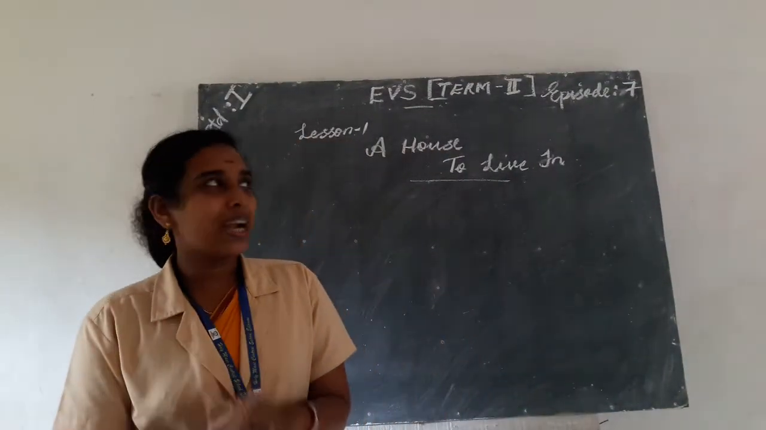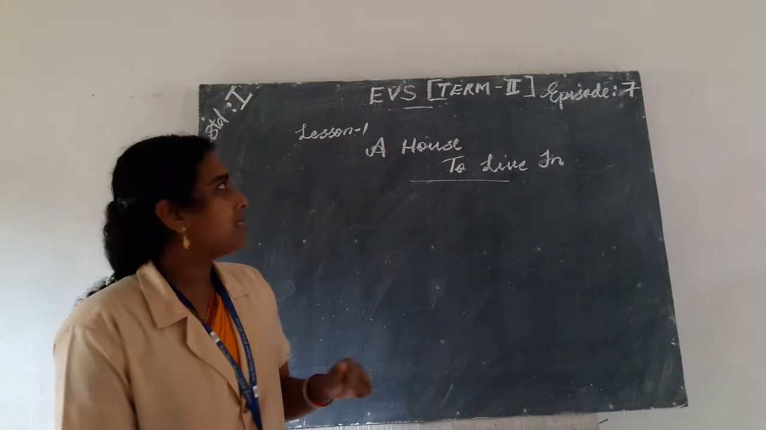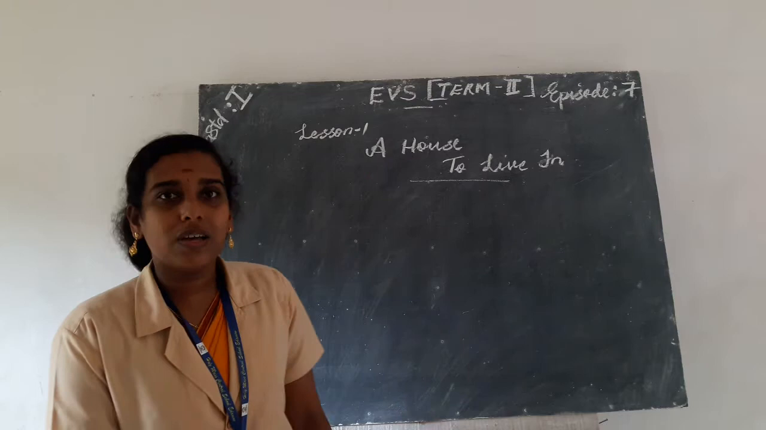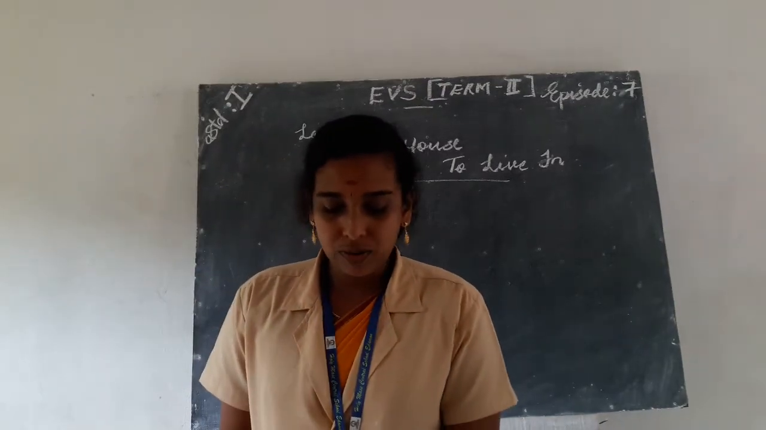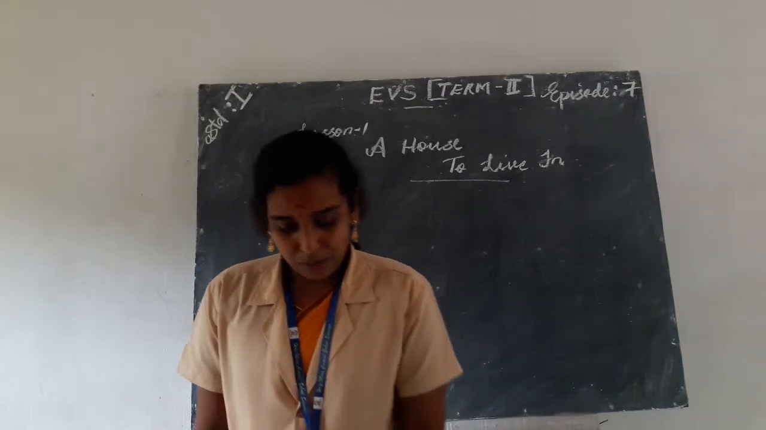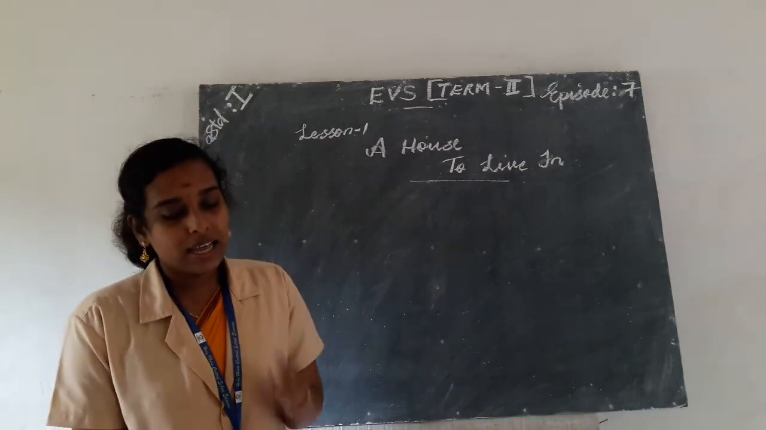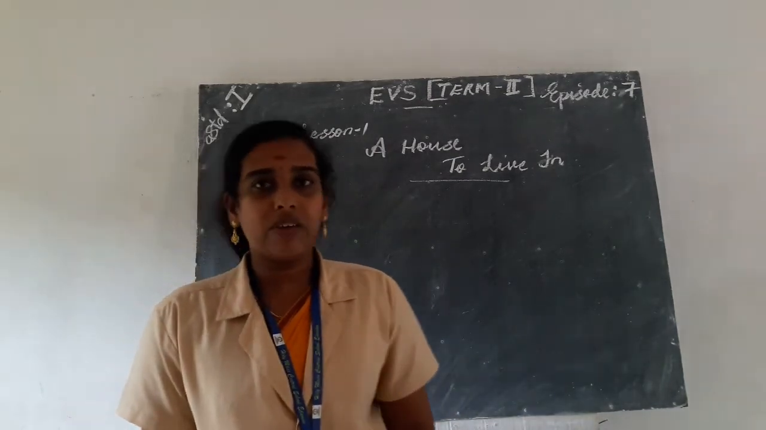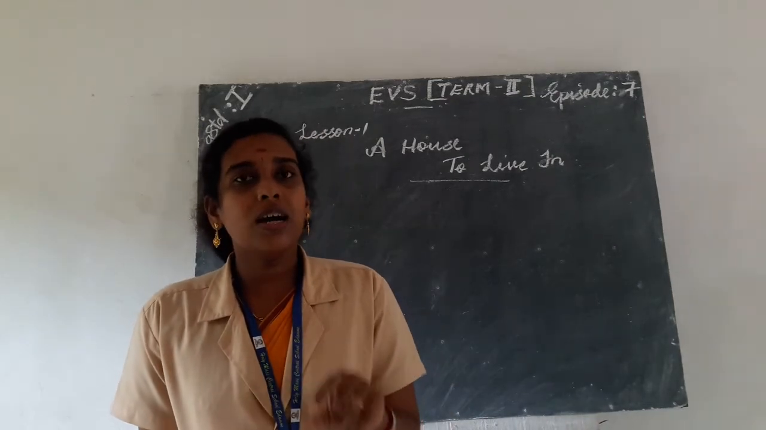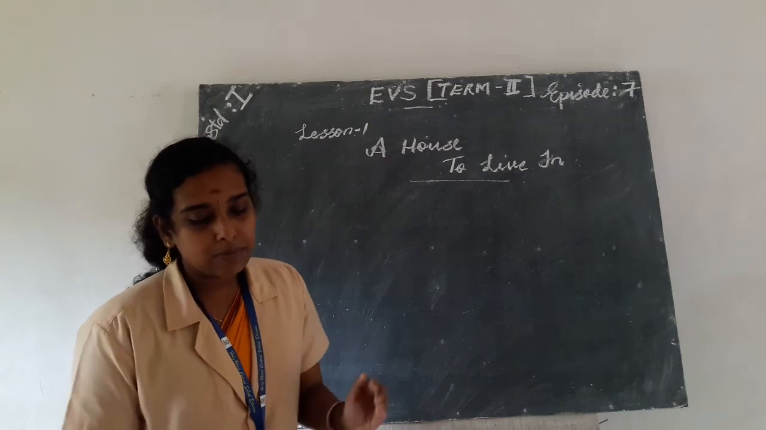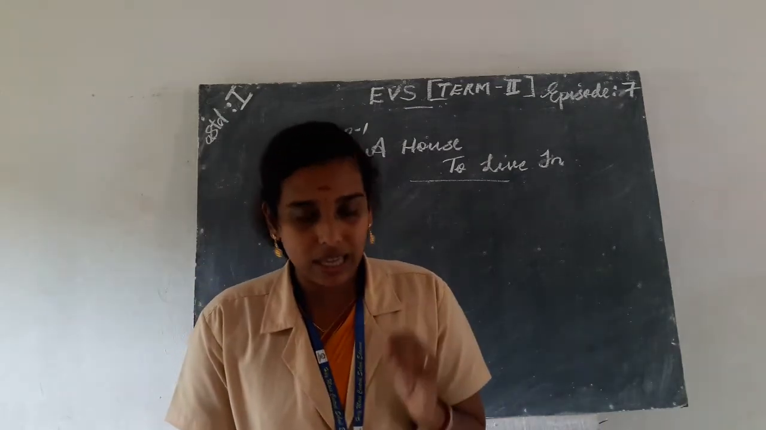Today we are going to start our second term, and this is your EVS class. Our first lesson in term 2 is A House to Live In. In your term 2 textbook, page number 140, there is the first chapter of EVS, that is A House to Live In. So today we start our first chapter in term 2.